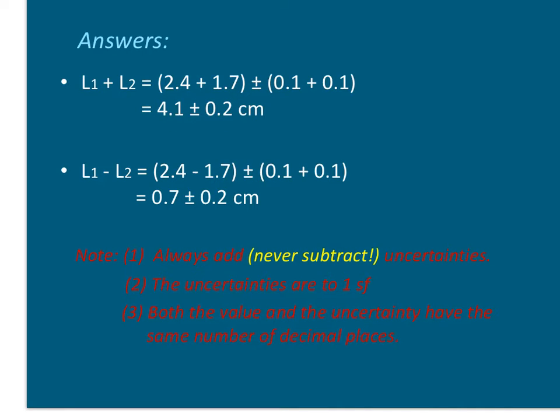Now B, L1 minus L2. For the values, you just do the normal thing. 2.4 minus 1.7. But for the uncertainties, you still add them. And that's the final answer. You can see that both uncertainties are the same because you add in both situations.